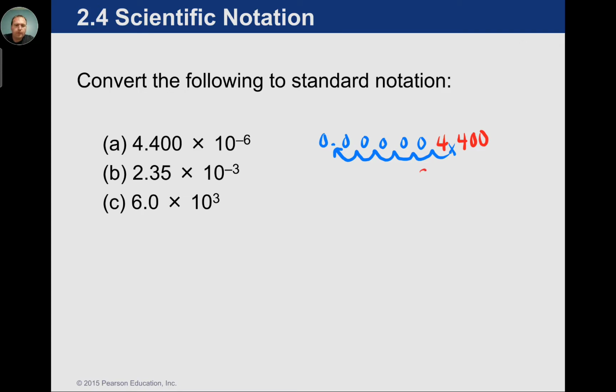Here we have a 2.35. And notice they say to the -3. So if we're going to go to the -3, we want to go back -1, -2, -3. So put the decimal there, take it away from there, add some zeros.